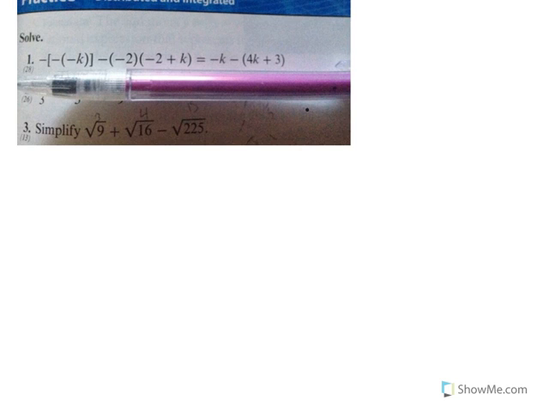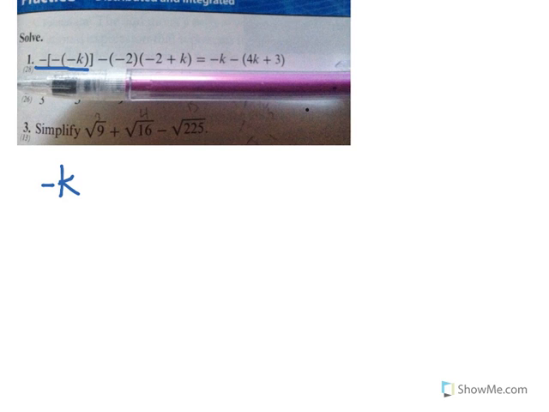Well, two negatives makes a positive, right? So three negatives, we're back to a negative. Or another way to think about it is negative 1 times negative 1 times negative k. So that first term is just going to reduce to negative k. Then we got minus negative 2 times negative 2 plus k.